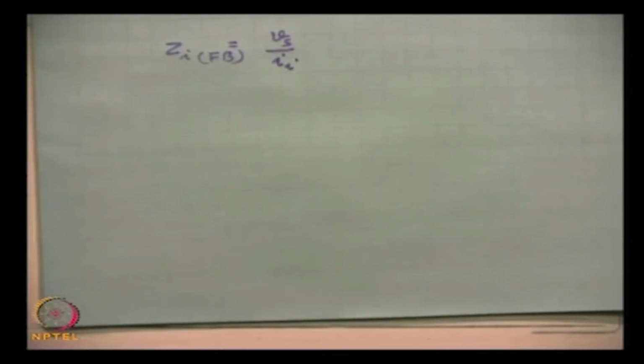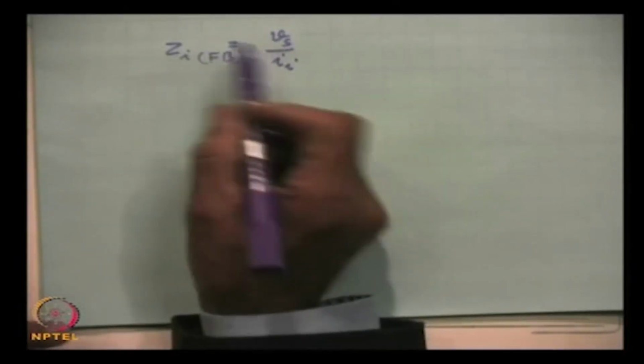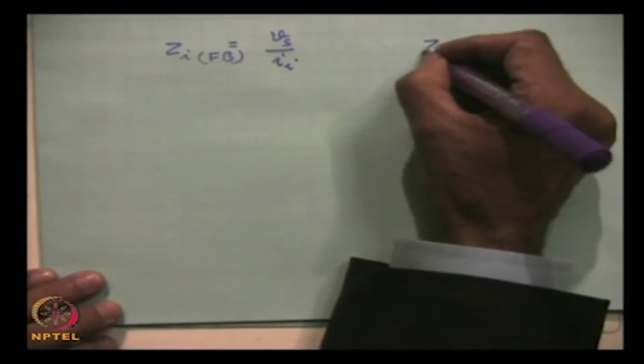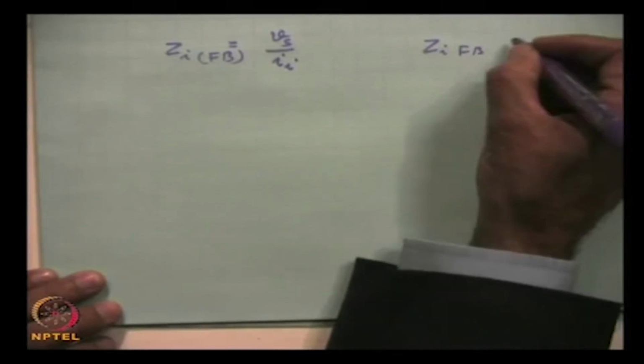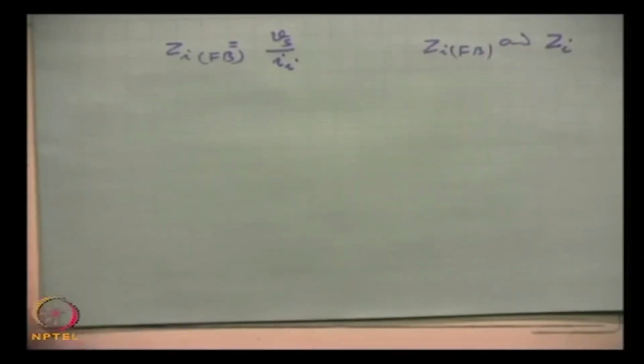And what is our purpose? Our objective here is to show what is the relationship, in this circuit of voltage series negative feedback, between Z I F B and Z I. This is what we are deriving by simple analysis. This is simple, but it is a complete analysis. There is nothing like a more detailed analysis for these amplifiers.